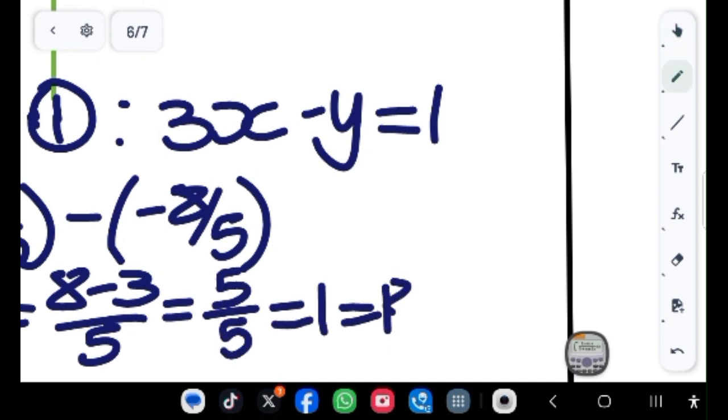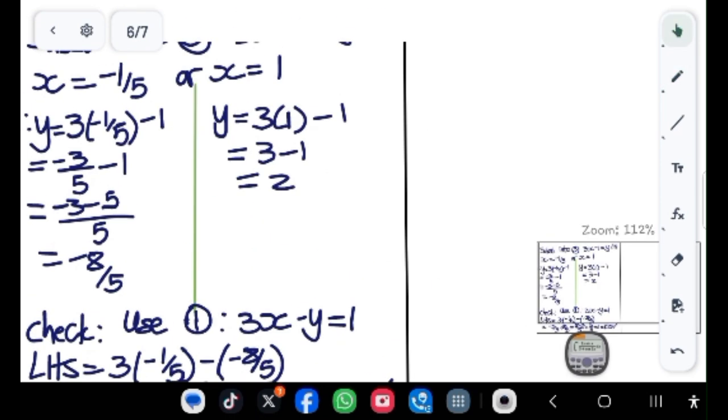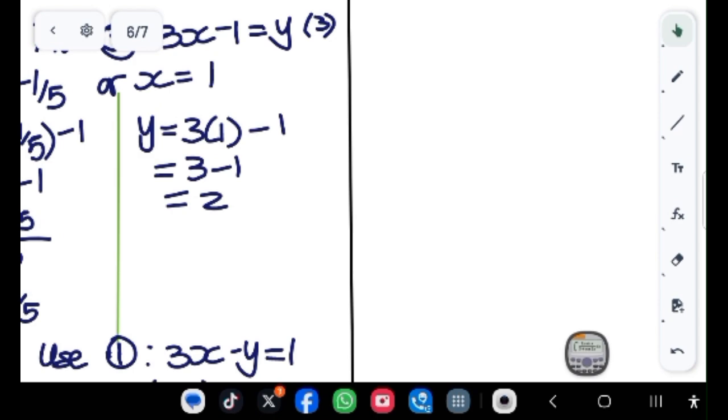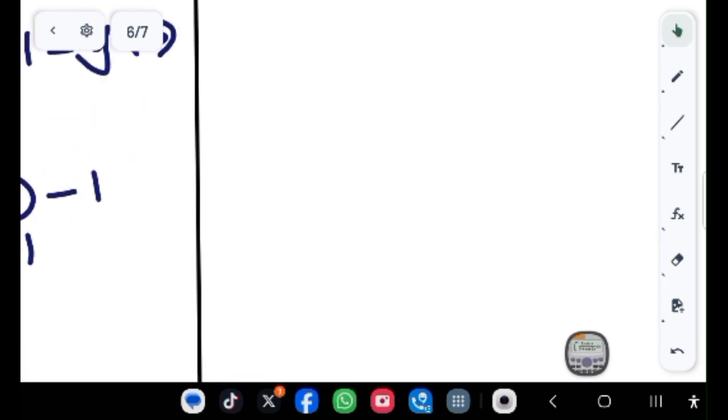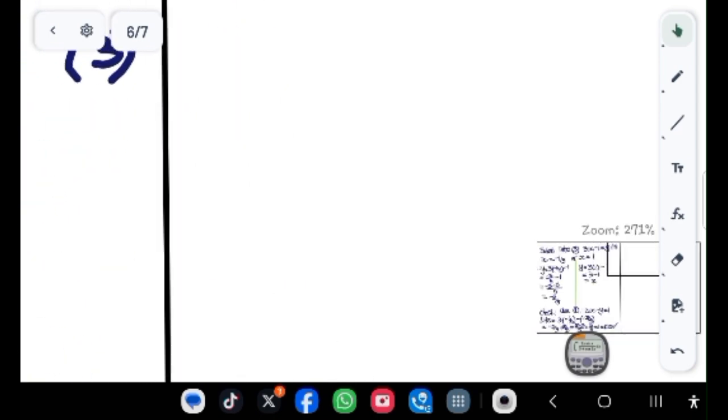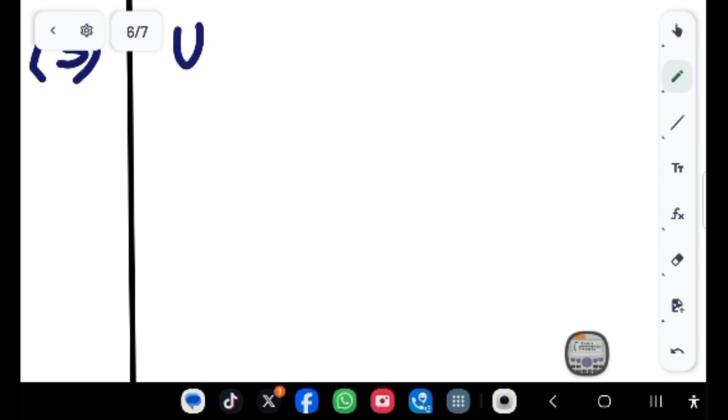Left-hand side equals the right-hand side, so yes, it checks out. x equals that is the solution, this combination. All right, next let's check the other one using the second equation. Use equation 2 to check.